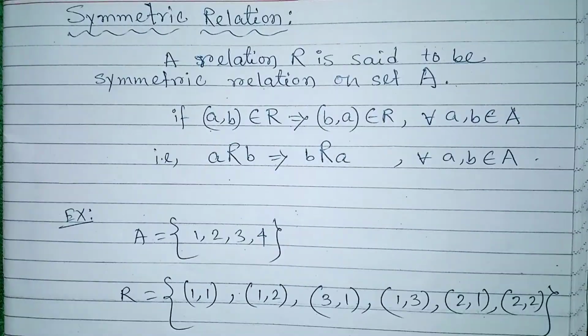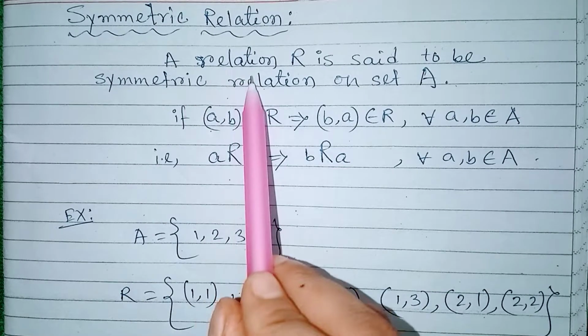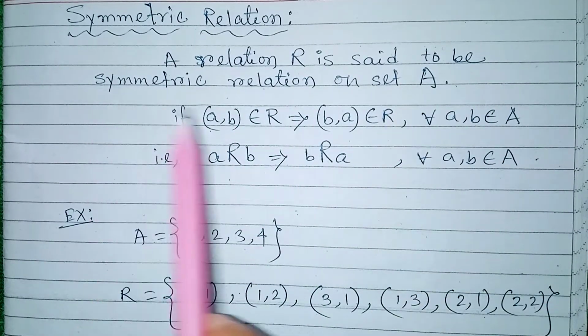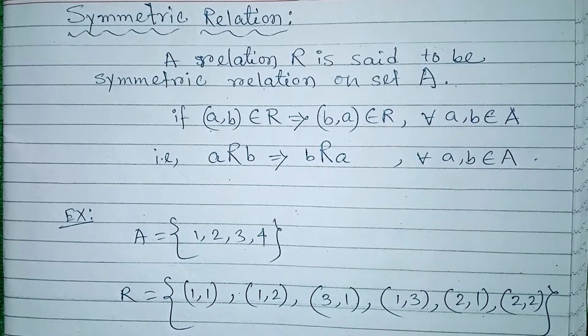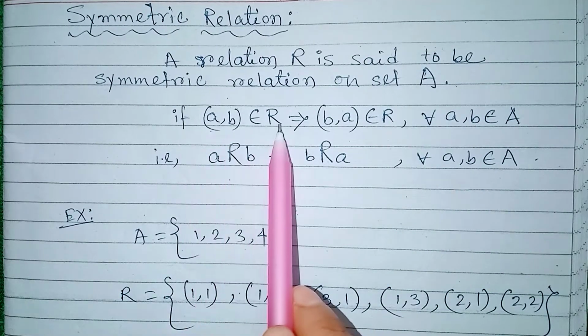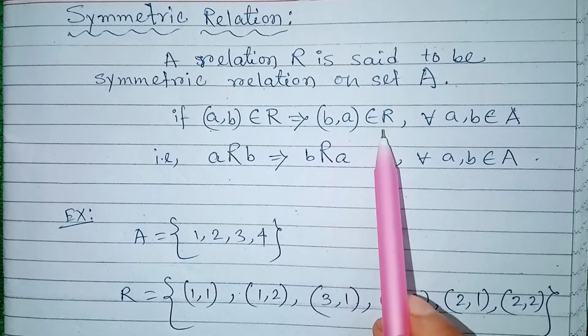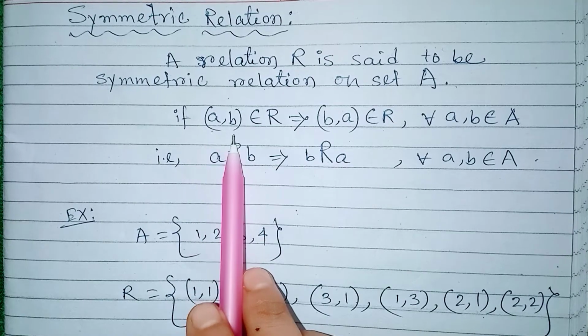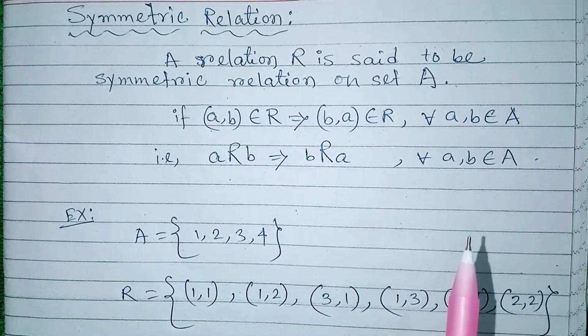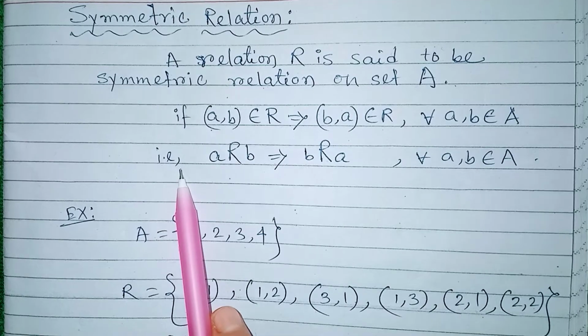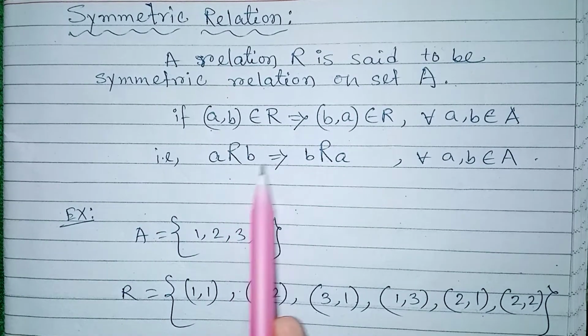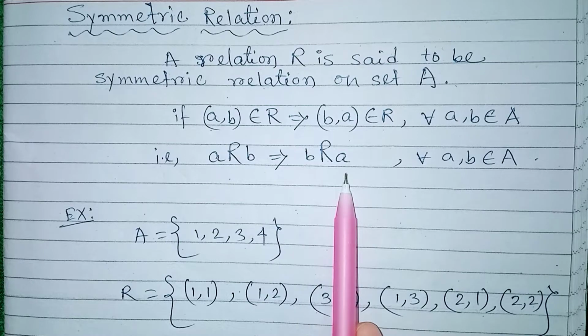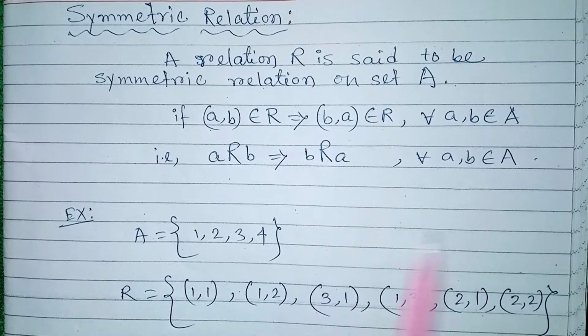Okay. Now our next topic is symmetric relation. So what is symmetric relation? There is also a definition. A relation R is said to be symmetric on a set A if (a, b) belongs to R, then obviously (b, a) belongs to R, for all a, b belongs to A. That means if (a, b) is in R, then (b, a) is obviously in R. So we can write it this way: a related to b implies b also related to a. Then we will say that R is symmetric.